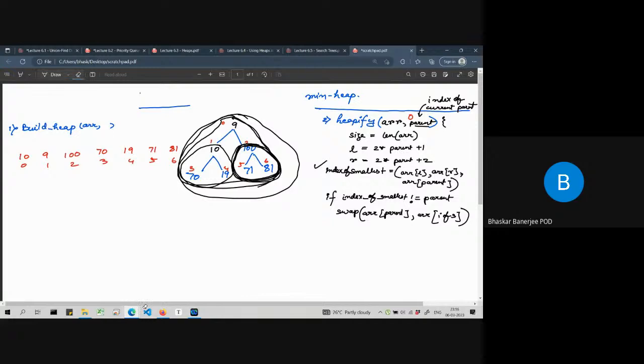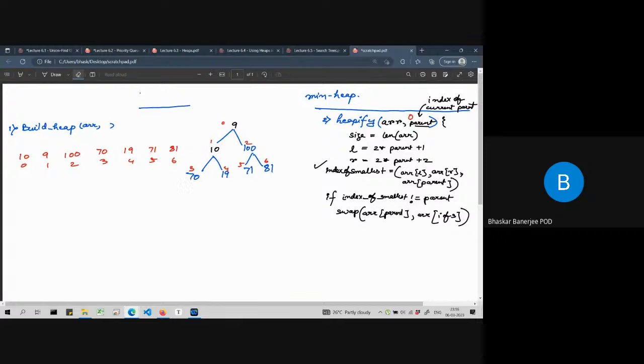So let us do that. Now, how can we take care of that? This is where your build heap algorithm comes into action. Which algorithm? This build heap. The build heap. It is simple, but not simple. That's what PDS is about. It's simple, but not simple. So let's now discuss this build heap algorithm.